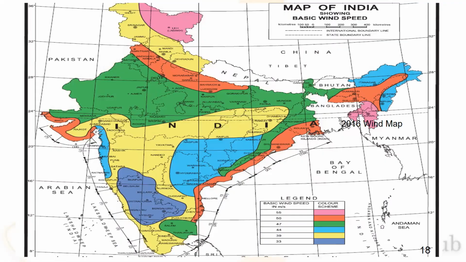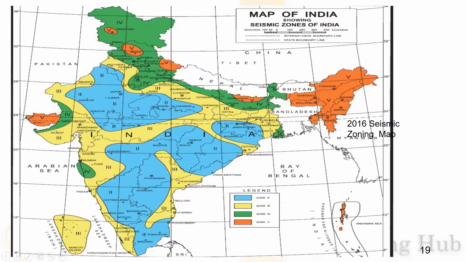See, this is a map of India which is showing the wind load. Wherever the pink color has been shown, the wind speed is 55. Orange color is 50. Green color 47. Blue color 44. Yellow will be 39. Indigo will be 33. This is the basic wind speed of entire India.